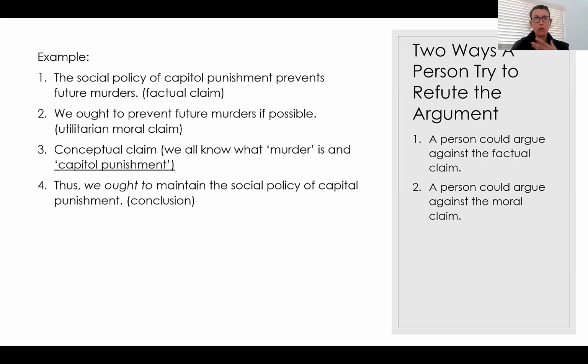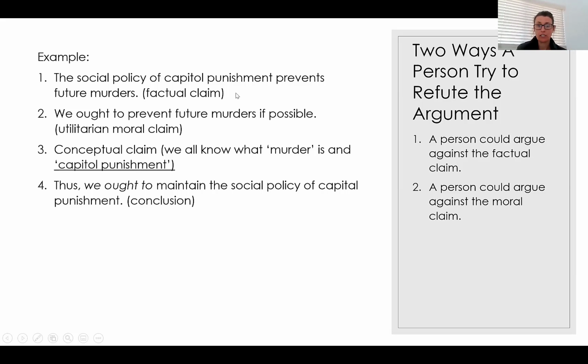And then we're arguing about the facts of the case. Okay, our dispute is about the data. So the sociological data, or, you know, you might be looking at data for different countries and just talking about the facts of the case. A person could say, I disagree with one, but they might agree with two, that you ought to prevent future murders if possible, okay?